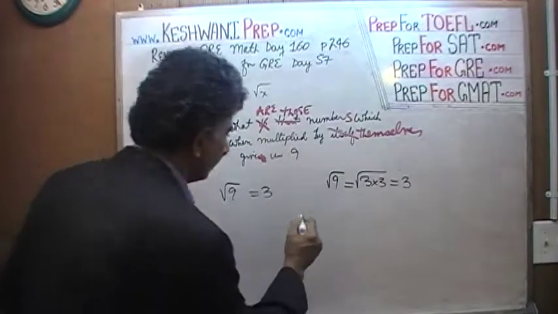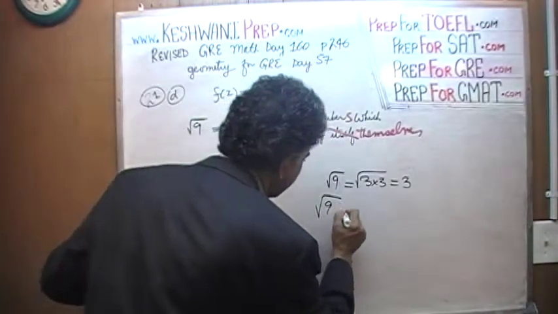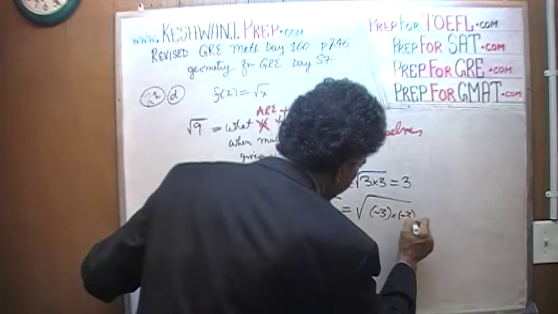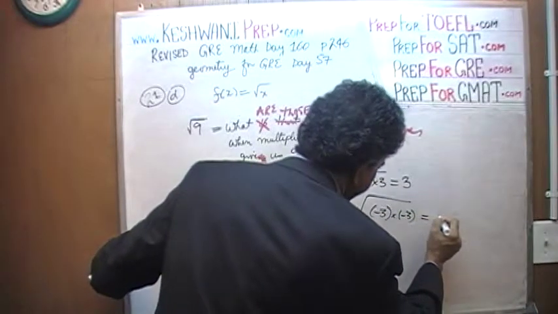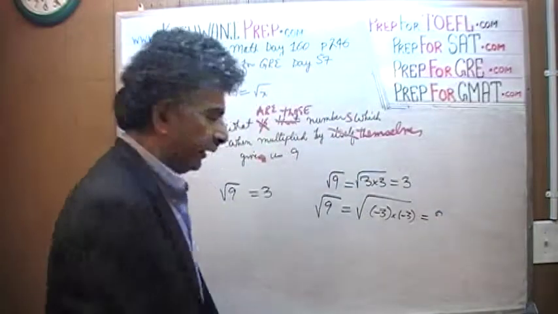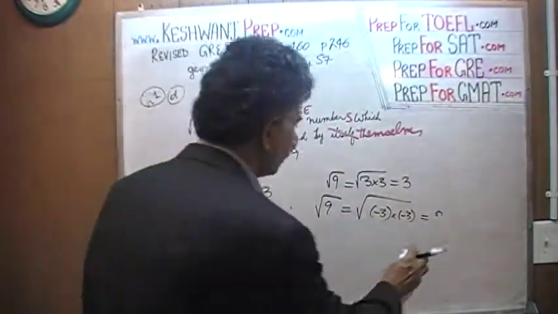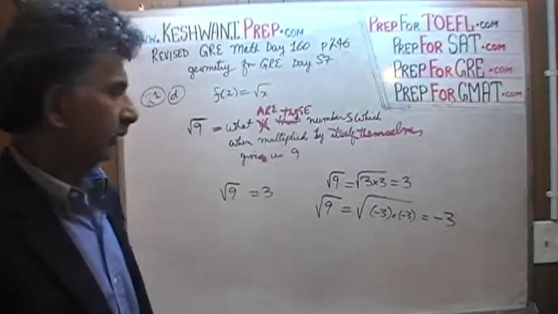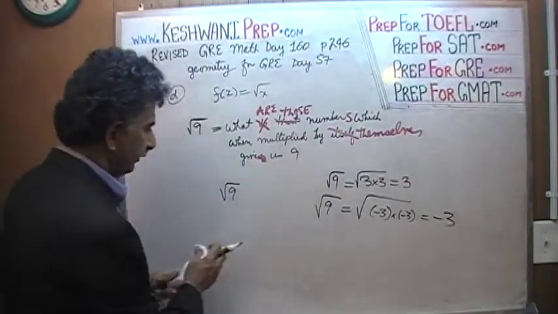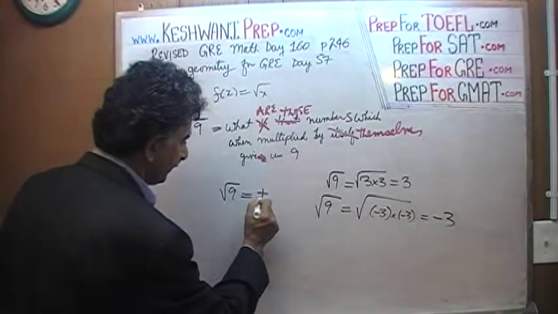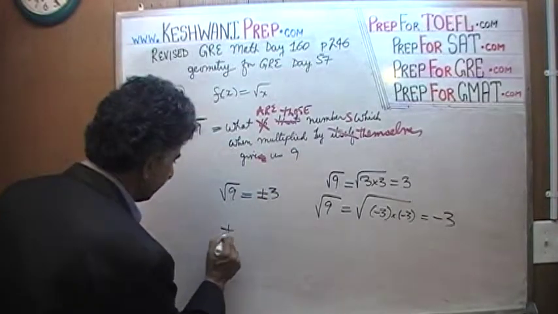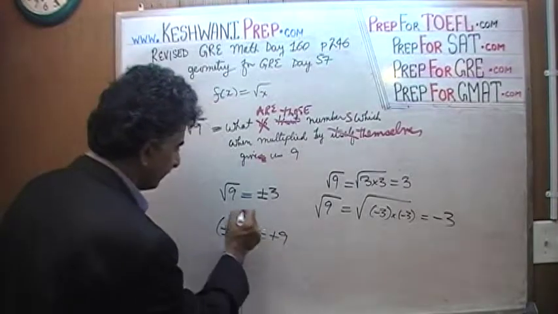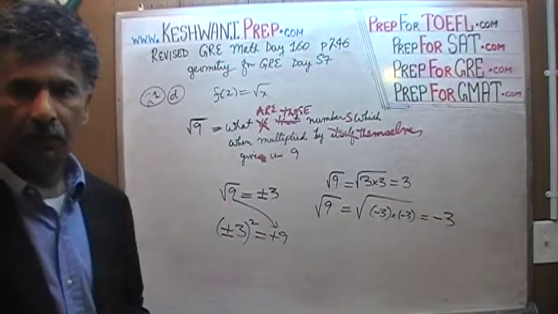And the second one is this. Square root of 9 also equals square root of negative 3 times negative 3. Therefore square root of 9 also equals negative 3. Square root of 9 doesn't just equal 3. Square root of 9 equals positive 3 and negative 3, because both positive 3 and negative 3, if you were to square them, we'll get our positive 9 back. Of course we understand this part.